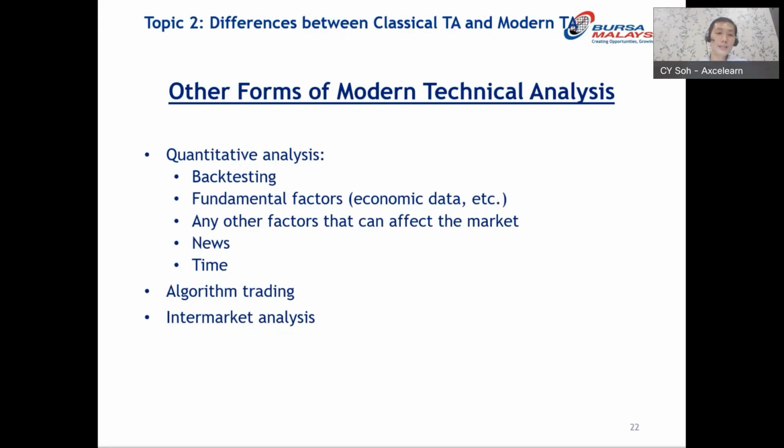Okay, so this is a brief general overview of the classical as well as modern technical analysis. I've shared with you the strengths as well as weaknesses of both of them.